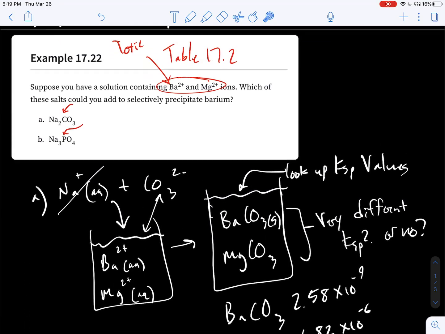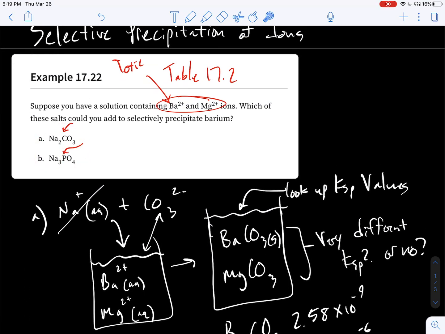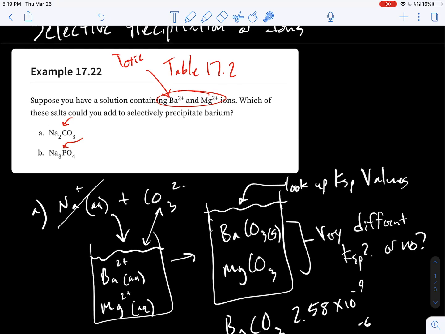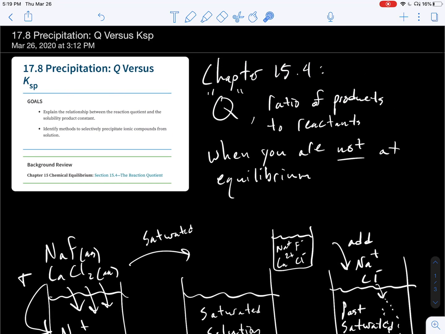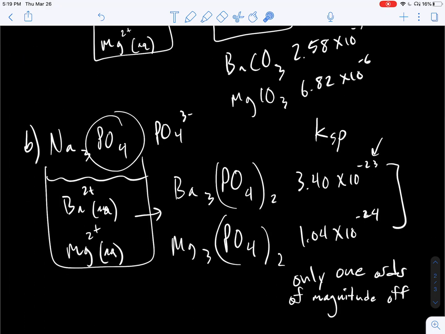So that's how we can use a specific solution of ions to precipitate things out, just by using the KSP values. All right, I hope that made sense for you guys. Again, make sure to get back into this section, go through all the examples, and I'll see you in the next section.